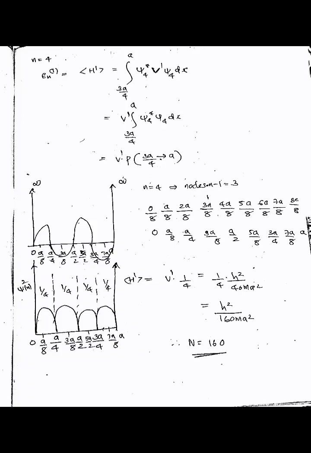Here it is given that v dash is equal to h square by 40 ma square. So this is equal to 1 by 4 into h square by 40 ma square, and this is equal to h square by 160 ma square. And here it is given that the first order energy shift is h square by n m a square. Comparing these two, we can write n is equal to 160.